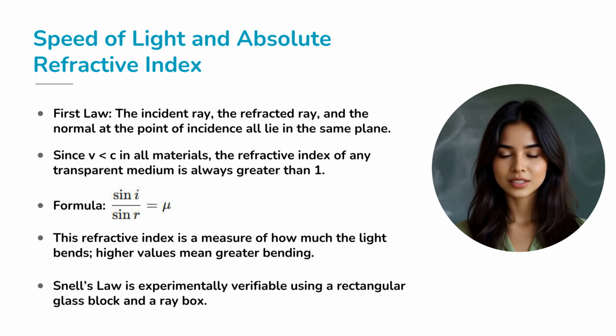This constant tells us how much the light will bend. The higher the mu, the greater the bending. And we can check this experimentally by shining a ray of light through a rectangular glass block and measuring the angles. Nature's precision never fails to impress.